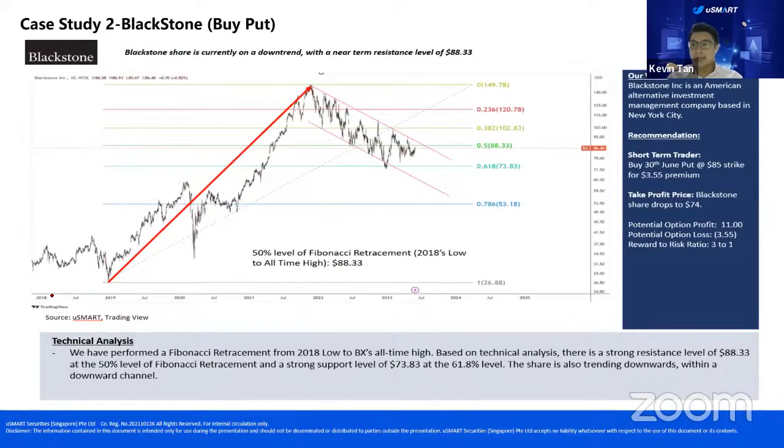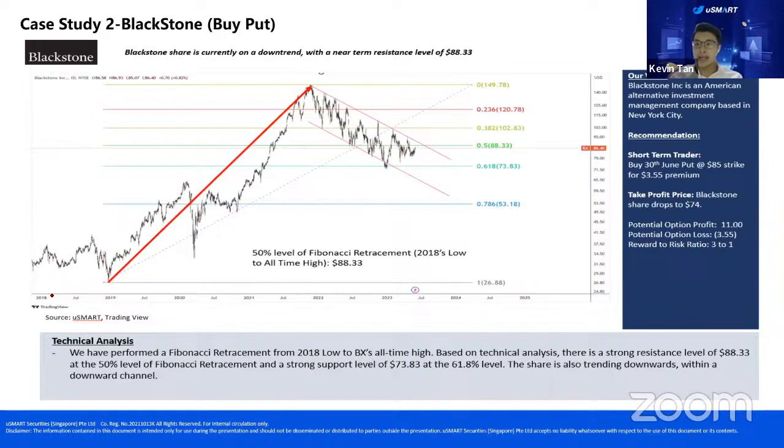Now, this is a second example where we saw how you can make use of put options to profit. This case is Blackstone, an asset management company. It has done very well since 2019 all the way to 2022.